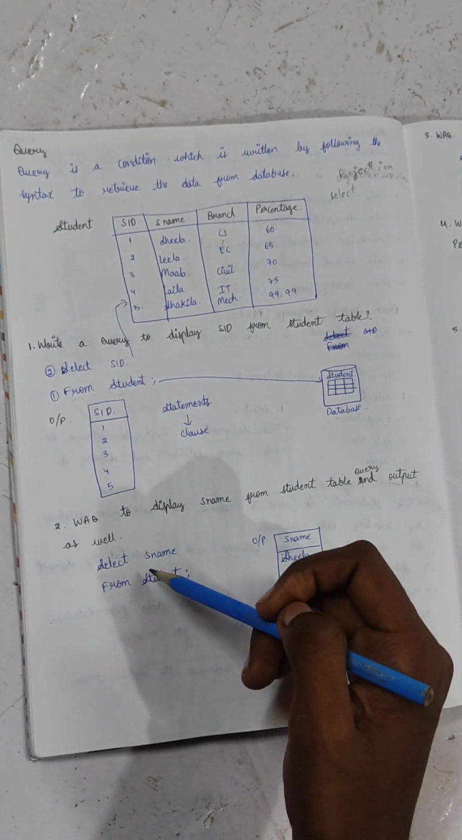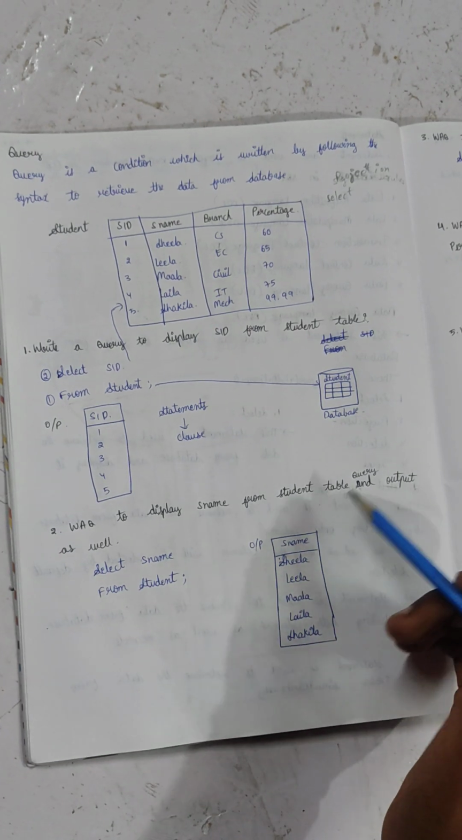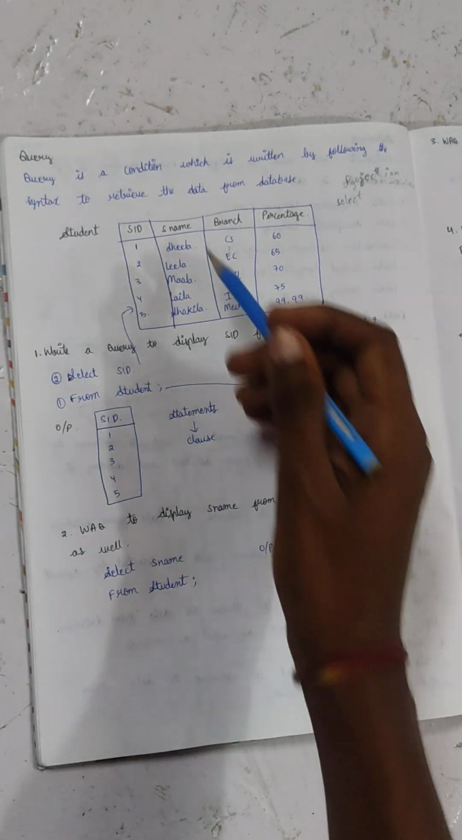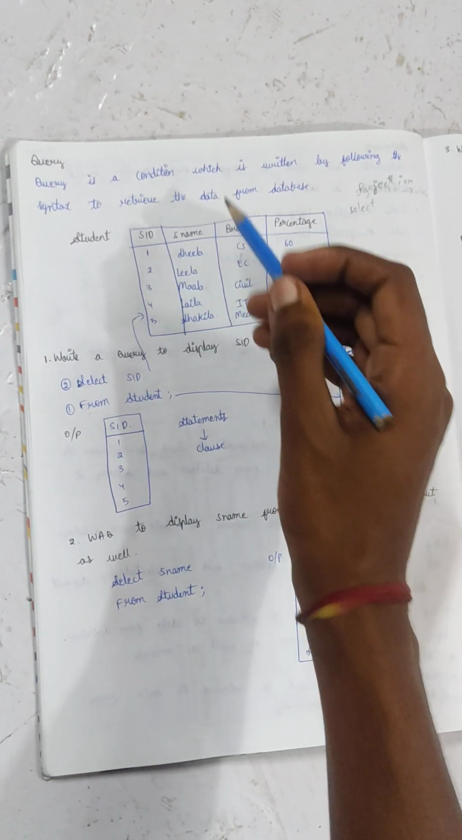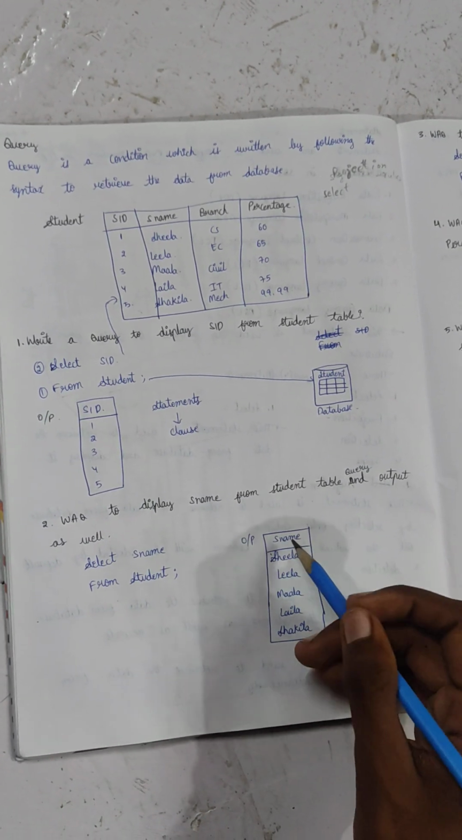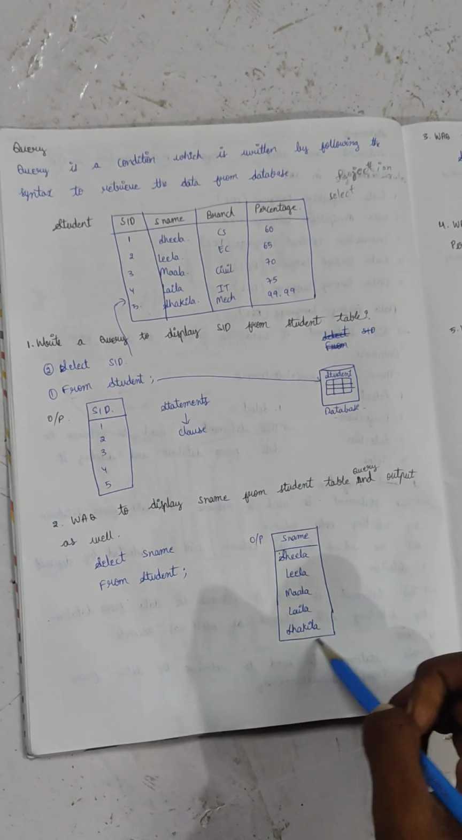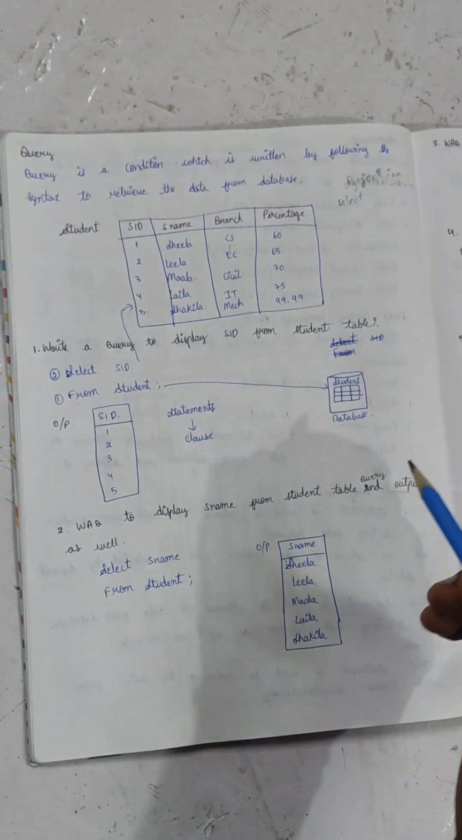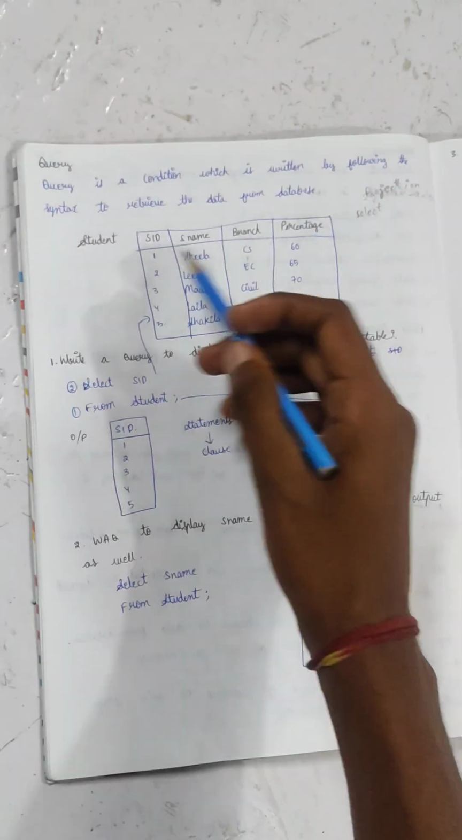Then it will select the student name, as I want the student name. So it will select the student name attribute or column. Then it will display all the values present in the student name column of the student table.